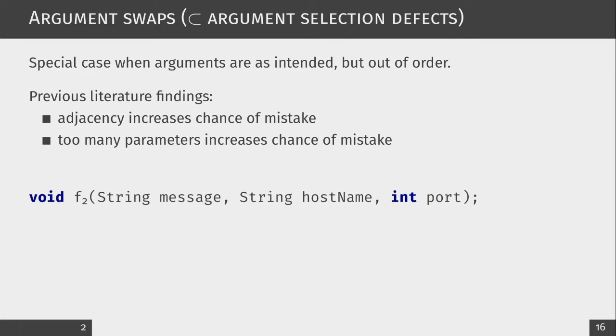A particular case of argument selection defects are argument swaps, in which the programmer passes out of order two or more arguments that were originally intended in the particular call. Previous literature has found that both the number of parameters and the adjacency of equally typed arguments, such as the two strings right next to each other in this example, increase the chance of developers making a mistake.